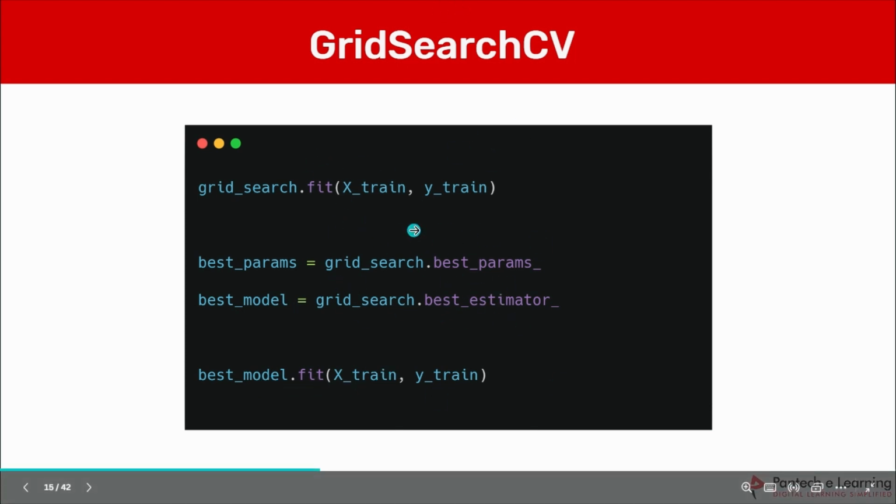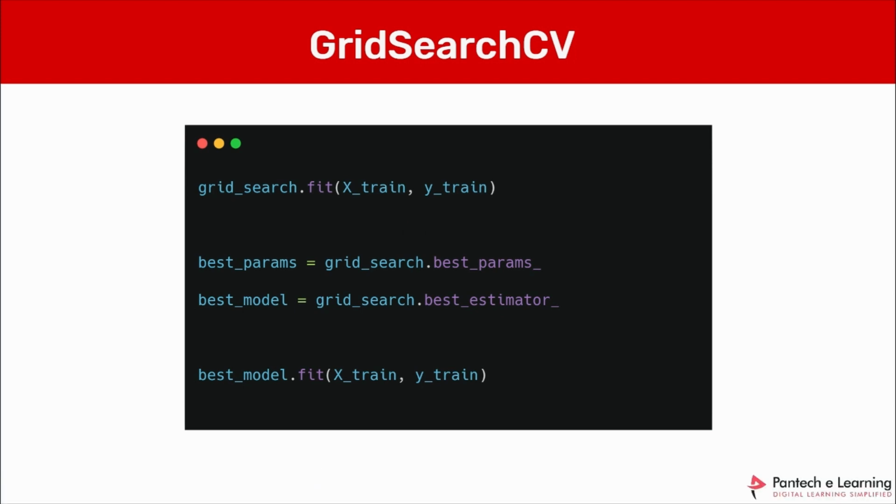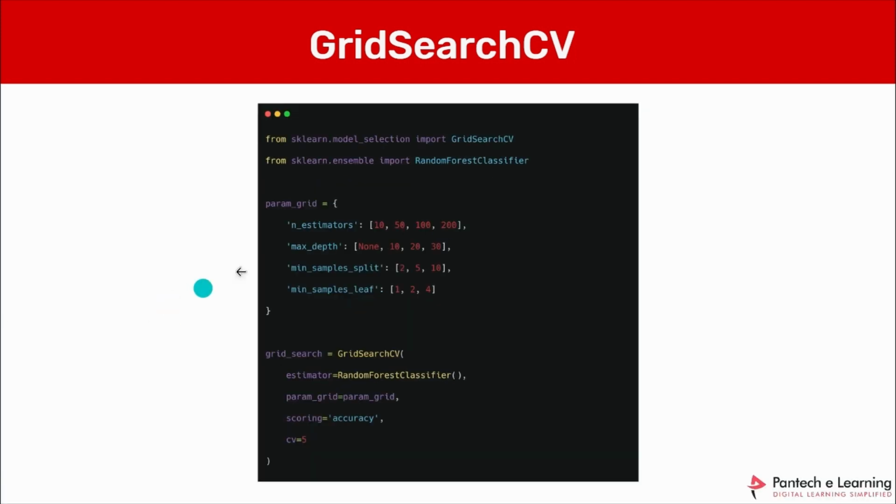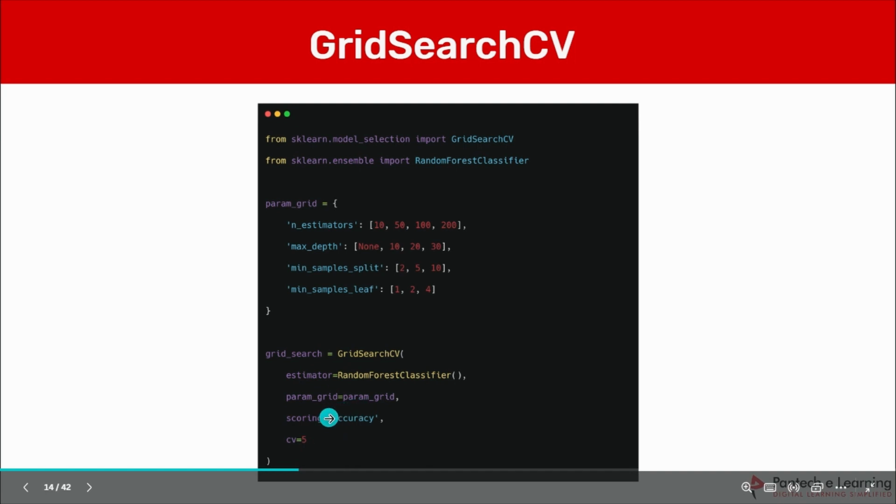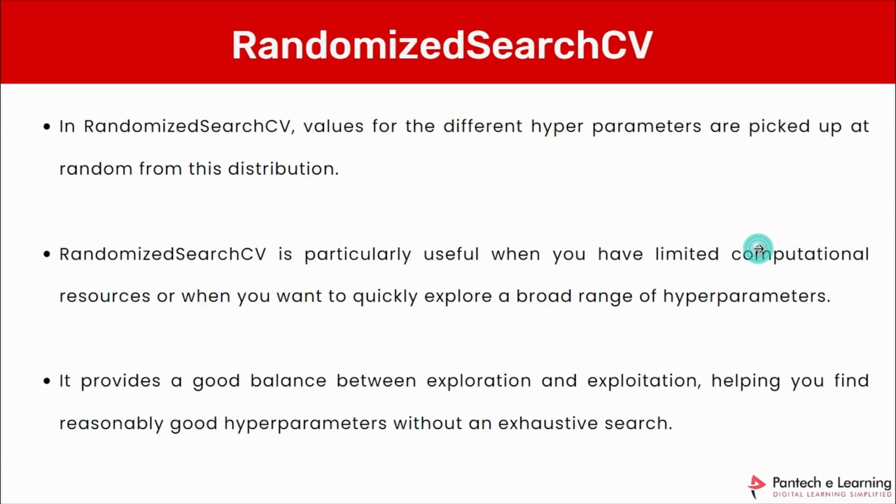It will take a lot of time, so we will go with randomized search. It is also going to be the same. Only instead of GridSearchCV, you will be passing RandomizedSearchCV. The same parameters, same scoring and same CV can be applied there also. That will be a little bit faster, and we'll see how.